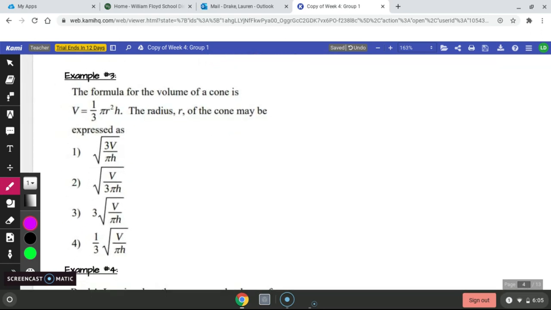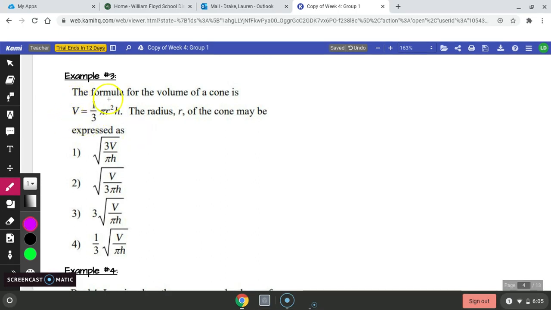Okay, example number 3 is pretty similar. Okay, this one is the formula for the volume of a cone. So the volume of a cone, so that's something that looks like this, okay, is v equals 1/3 pi r squared h. So it's similar to the last formula, but we have this 1/3 in here, and I wanted you to see what it would look like when you have a fraction as a coefficient.